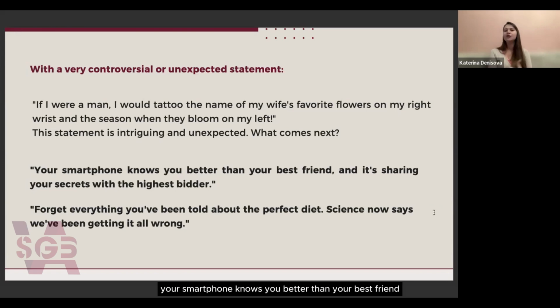Next example, your smartphone knows you better than your best friend, and it's sharing your secrets with the highest bidder. Interesting, I want to know more. Forget everything you've been told about the perfect diet, since now she's been getting it all wrong. That's interesting. That's a common problem about the diet. I want to know more again.